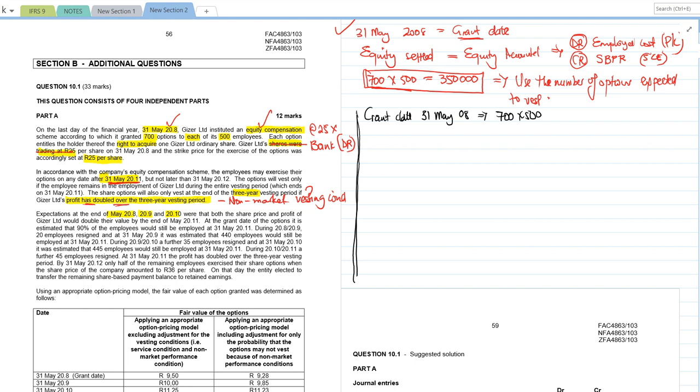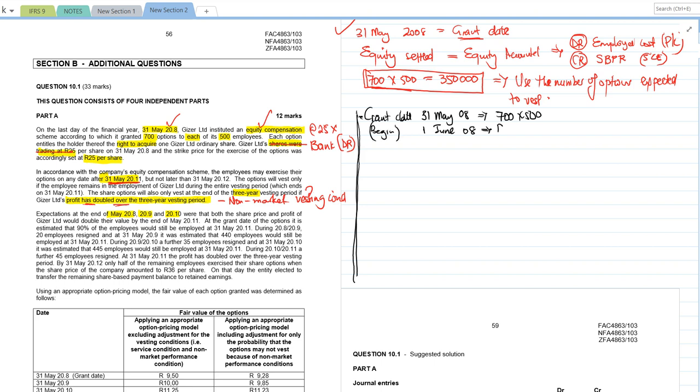But immediately after this, please take note that there is 1 June, which is exactly the following day. This is 31 May, right? May, June. So 1 June 2008 again. It is exactly the beginning of the next year. So let me just keep it like this. And they say this one is the beginning of the next year.